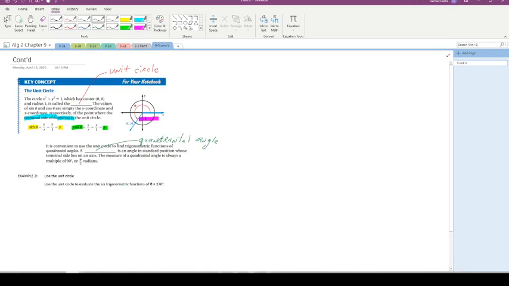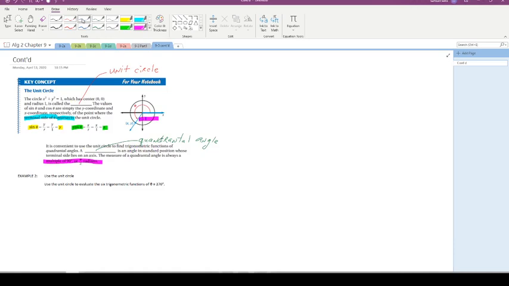The measure of the quadrantal angle is always a multiple of 90, and that's extremely important. So we better highlight that because you need to remember this. Multiple of 90 degrees. If it's in degrees, if it's in radians, it's pi over 2. So whenever we talk about a quadrantal angle, it better be a multiple of 90. Well, what are multiples of 90? 0 is a multiple of 90, 90, 180, 270, and 360. So keep that in mind, okay, when you do that.